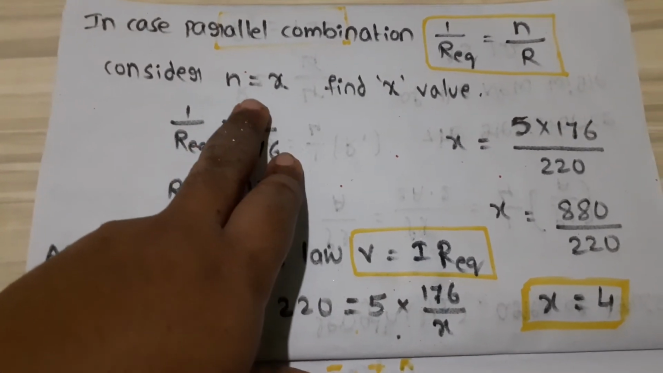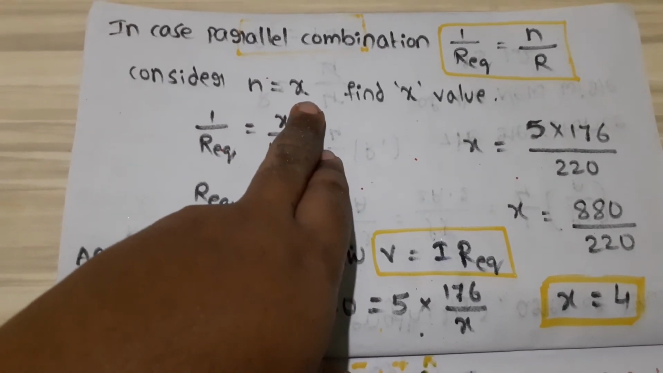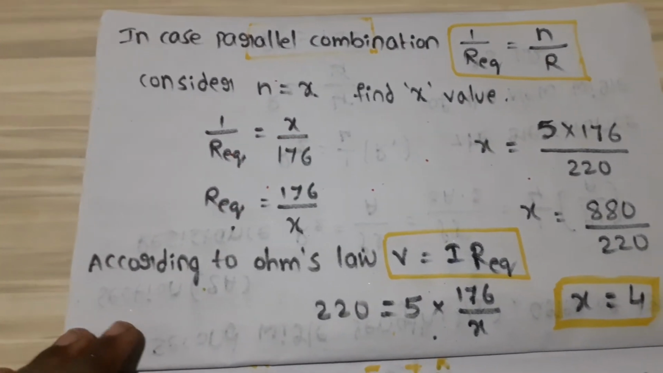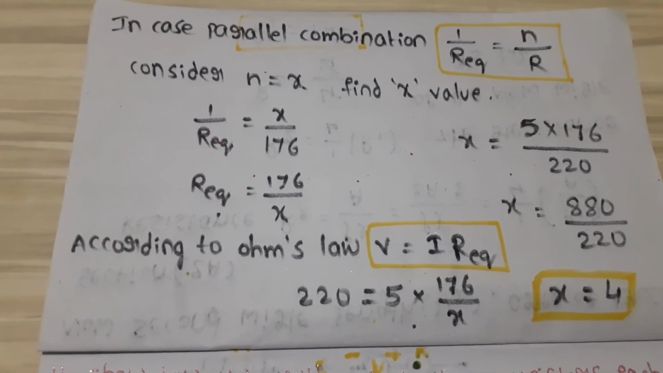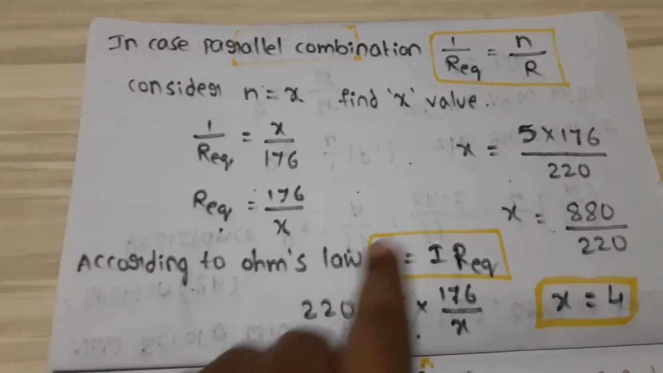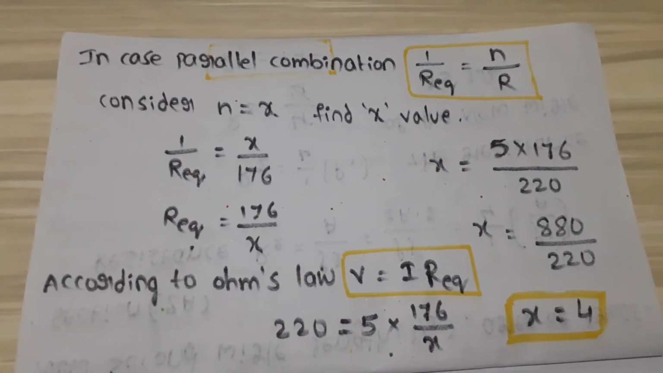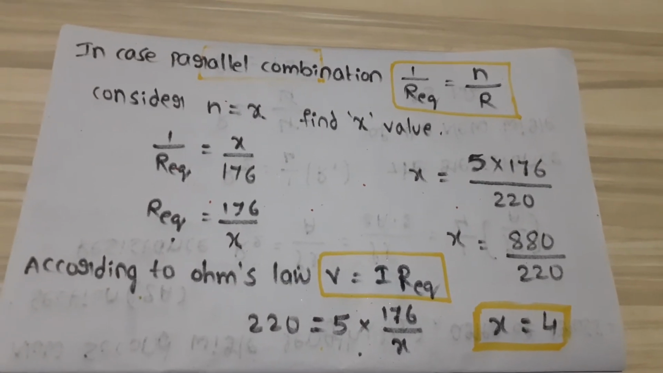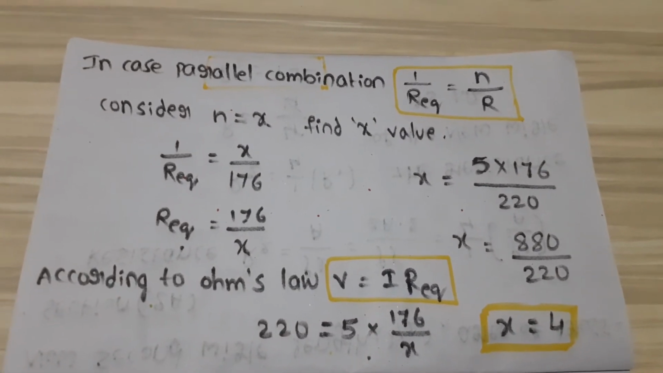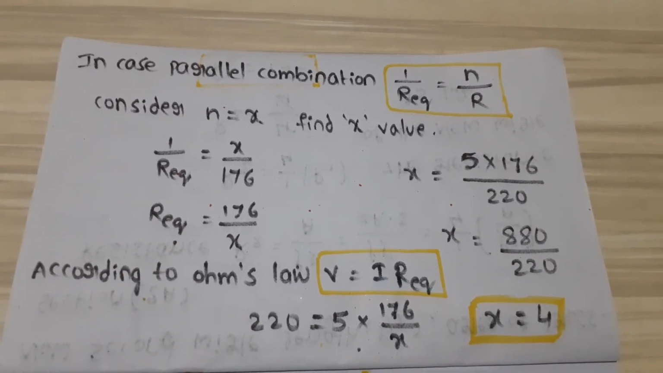So I am taking X as the total number of resistors, each resistor value 176 ohms. I am going to find the X value: X equal to 5 into 176 by 220. X value is 4. So 4 resistors are connected in parallel combination, each resistor value 176 ohms.